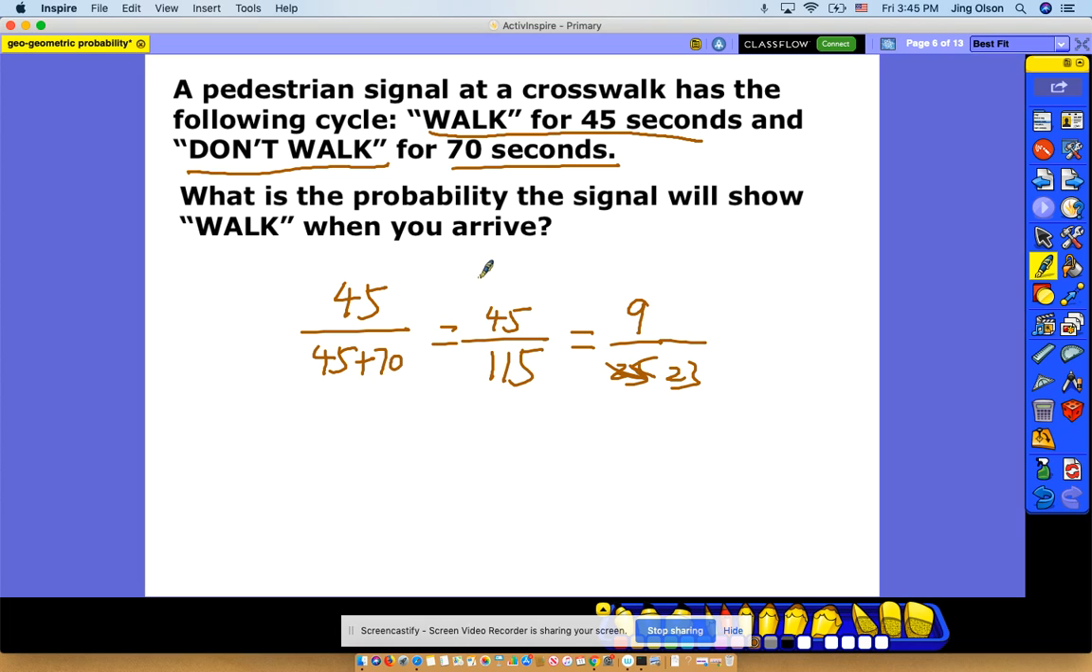Okay, so that means 14 out of 23 will be the probability when you arrive that it says do not walk. Okay, this is walk, this is do not walk. If you add them together, it has to be a whole, it has to be 100%.